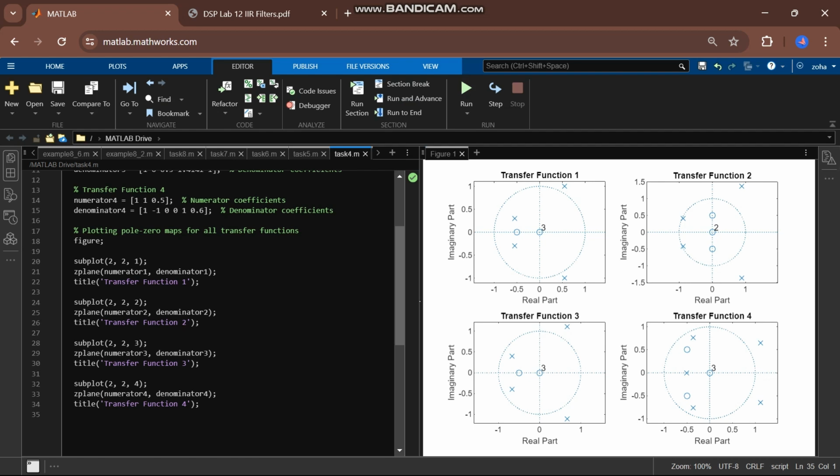As we can see, for transfer function 1, 2 of the poles lie outside the unit circle, so this is an unstable system. For transfer function 2, we can see once again the 2 poles lie outside, this is also an unstable system. For transfer function 3, we can see the same, and for transfer function 4, 2 lie outside, so all of these are unstable systems.